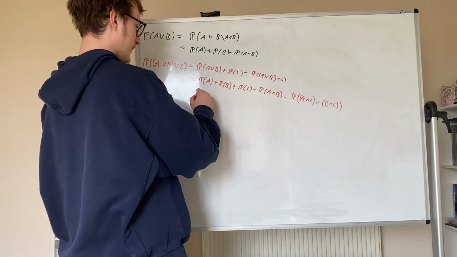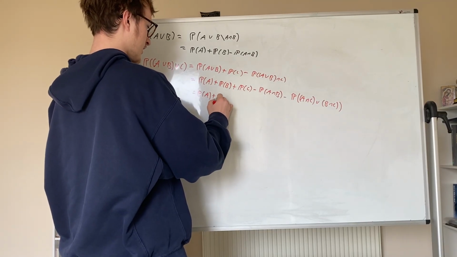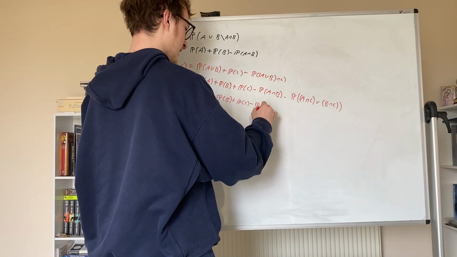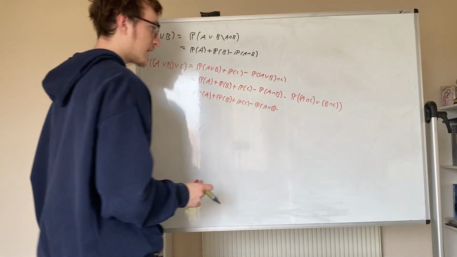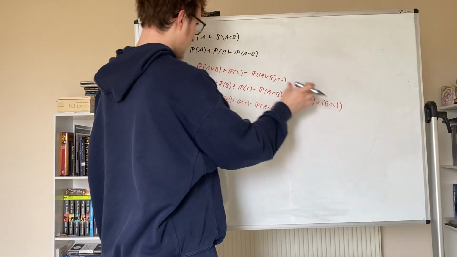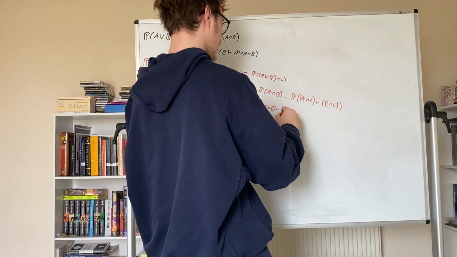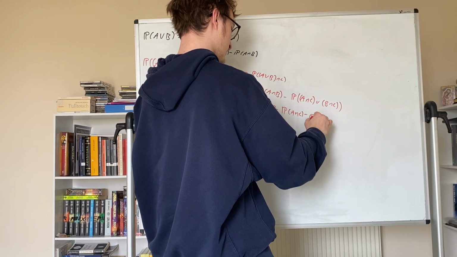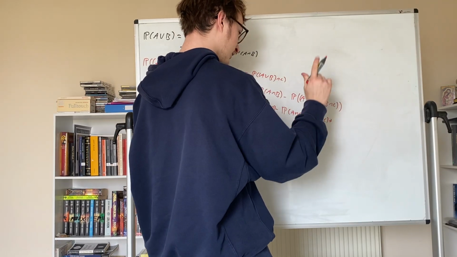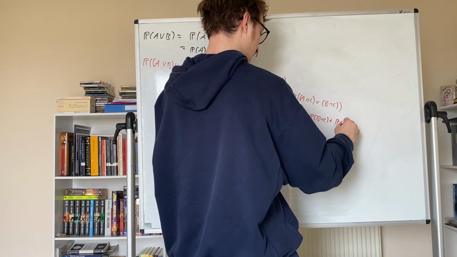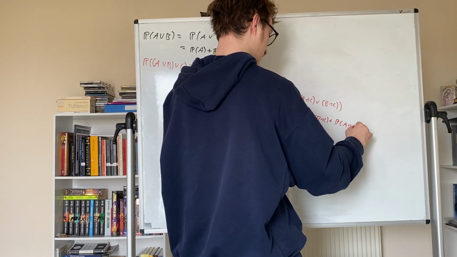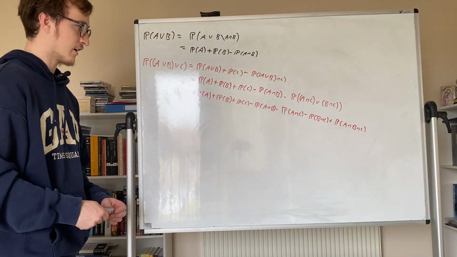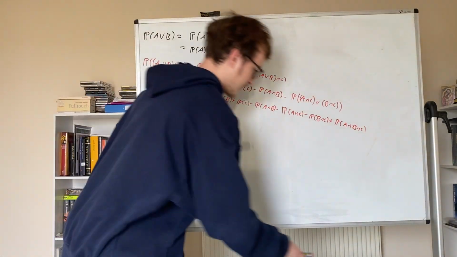And if we now expand this, this is the P of A plus P of B plus P of C minus P of A intersect B minus, and then we just apply this formula again. So we get P of A intersect C minus P of B intersect C plus P of A intersect B intersect C, like so.